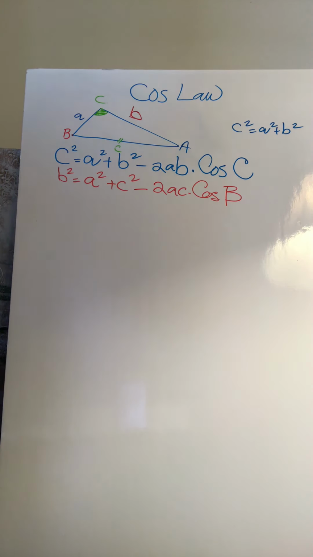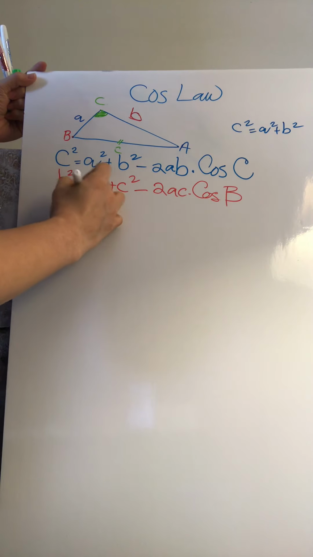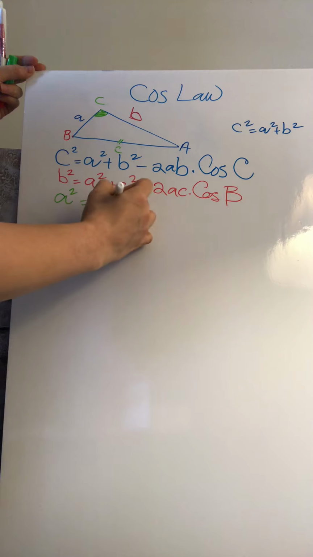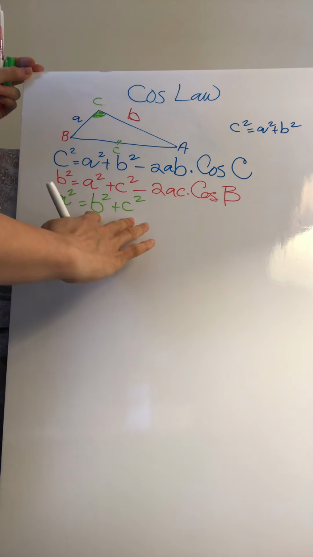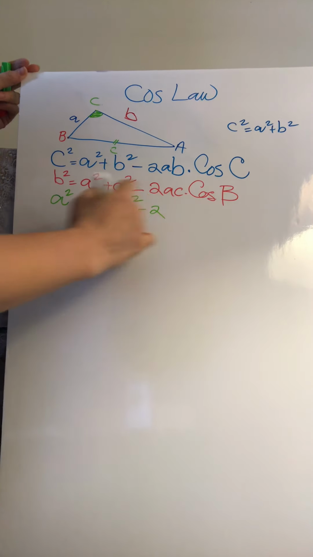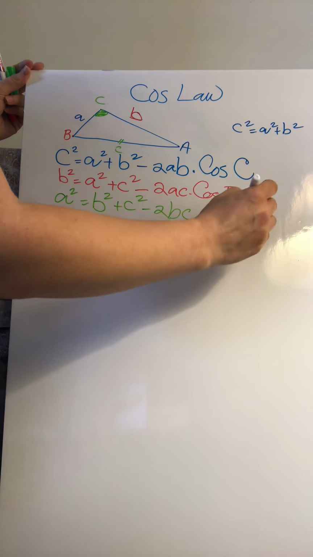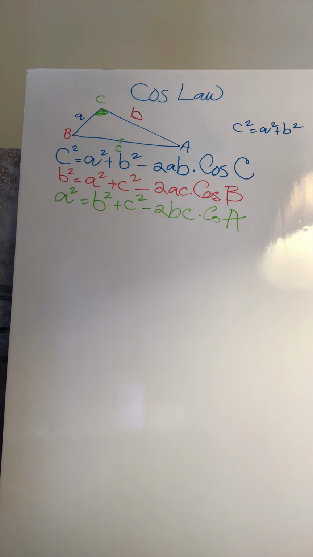Can you rewrite this now for a squared? What's a squared? a² is going to be b² plus c², right? The other two sides, minus twice b and c together, bc, and then cosine of angle A. We need to memorize these formulas and we get to use them. In your book, there's a bunch of examples for cosine law. I'll be teaching and going over example number 4 on page 506.